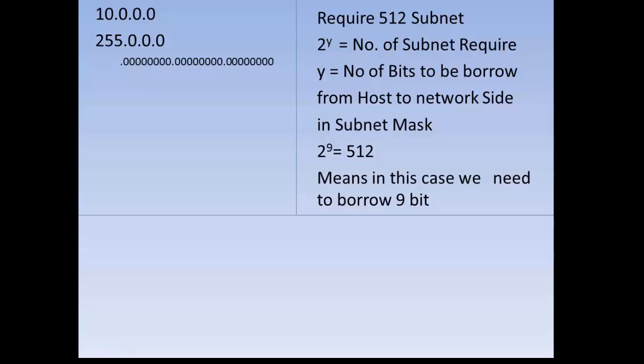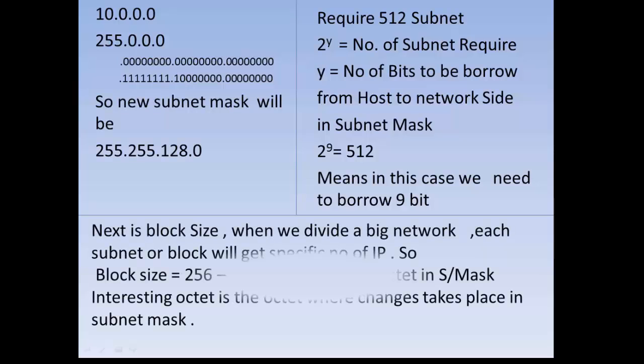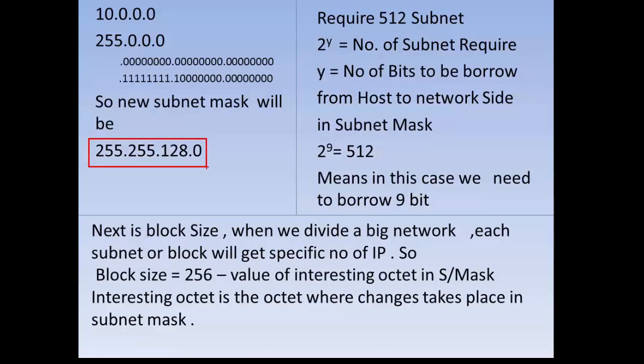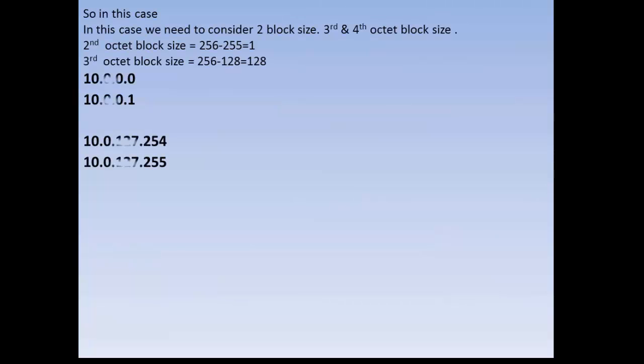So this is the default subnet mask. When we borrow the bits, it becomes something like this: 9 bits, 8 bits and 1 bit. In total we have borrowed 9 bits from the host to the network side. So this will be our new subnet mask, 255.128.0. Sorry, new subnet mask. Then again the block size: we need to consider two block sizes, one block size for the second octet and one block size for the third octet.